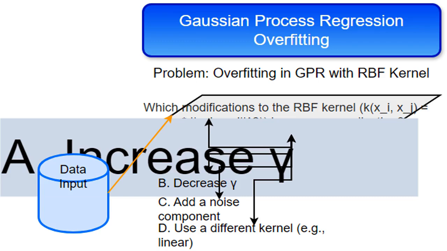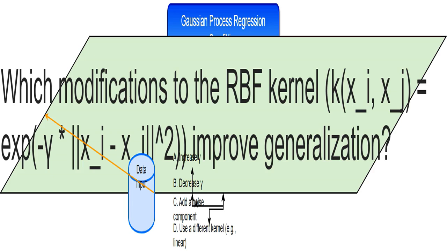A smaller length scale parameter, gamma, in the RBF kernel leads to a less complex model, improving generalization by reducing the influence of individual data points. I should not increase gamma, because a larger gamma increases the model's complexity, making it more likely to overfit the training data. It will be even worse than what I already have.